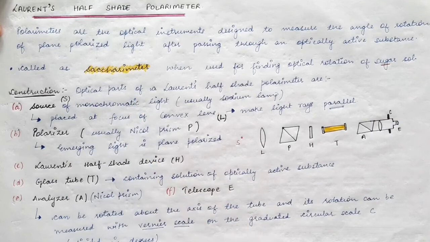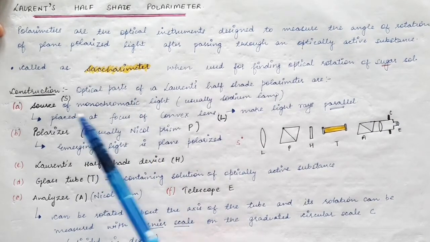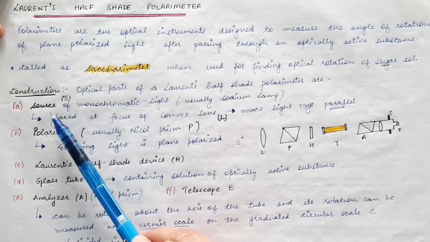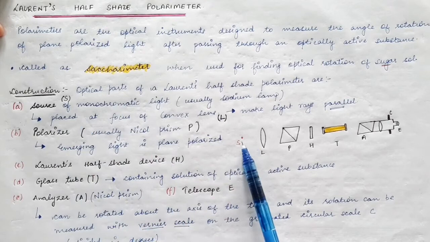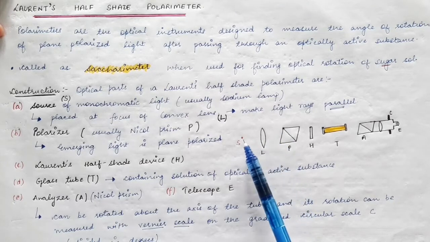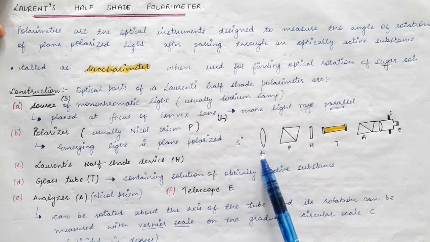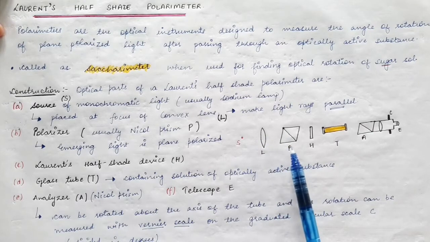Now, what is the construction of the Lorentz half-shade polarimeter? In this we have a source, then a polarizer. Usually the source is a sodium lamp. The sodium lamp emits yellow light, and that light is made to fall on a lens, and hence we get a parallel beam of light falling on a polarizer.